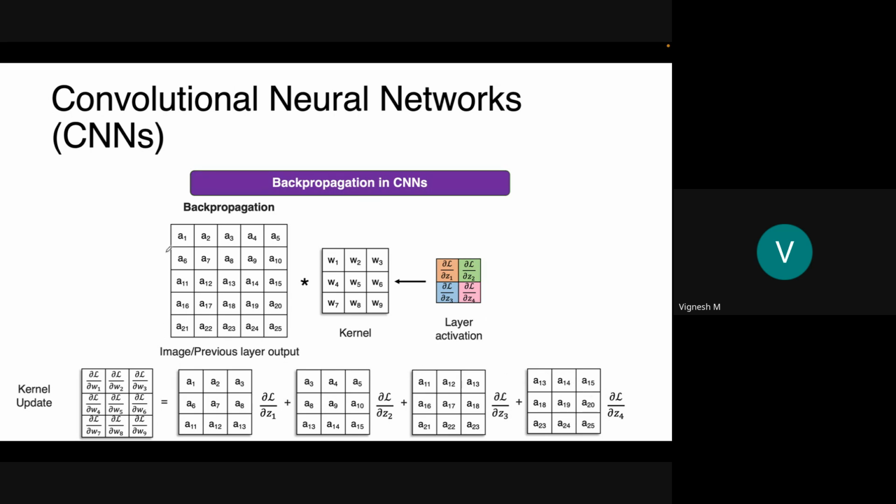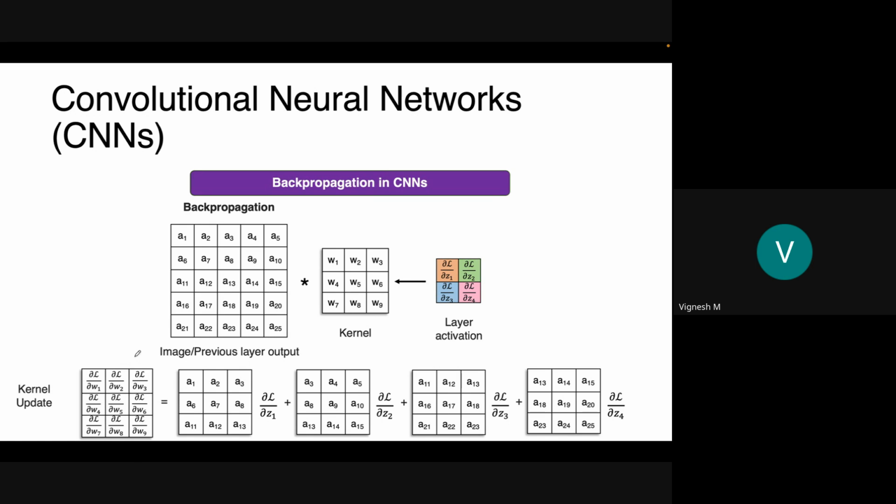That means that this part of the input space that the kernel looks at, right? If you just slide the kernel over it, these are the input spaces that it will look at, and you multiply those input spaces with the individual losses that you see for those spaces, right? In this case, that is dou L by dou Z1, right? And dou L by dou Z2, and then so on and so forth. Okay, that is the kernel update.